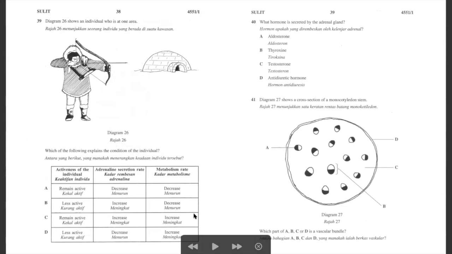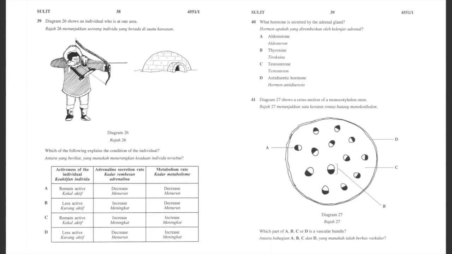Okay, kenapa dia kena aktif? Okay, sebab bila dia aktif, when the muscle contract and relax, this actually can produce the heat energy. So the heat energy will warm the body.